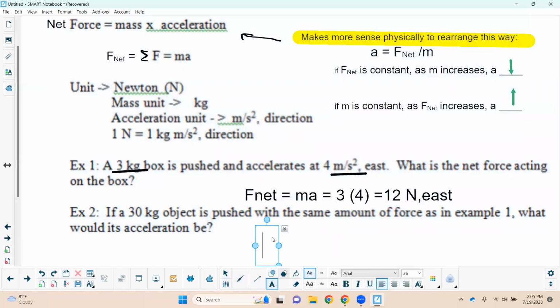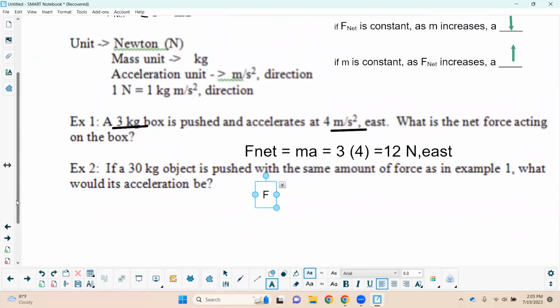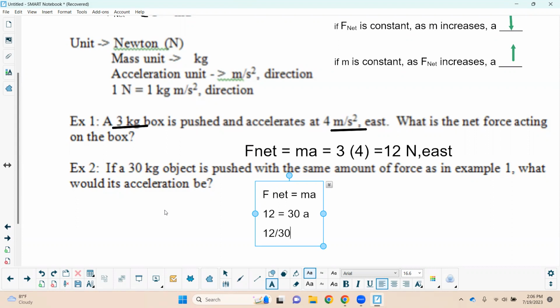So shrink this a little bit. So Fnet equals ma again. If I plug in, it would be 12 as my force. My mass is 30, and then I'm looking for a. This time I'm solving for acceleration, so I would divide 12 by 30. And that's going to get us 0.4. So instead of being 4, it's going to be 0.4. That would be meters per second squared. And that would still be going east because our force was directed east.